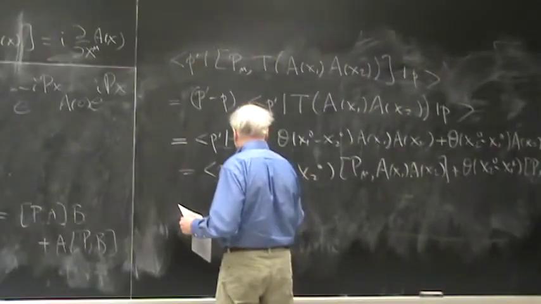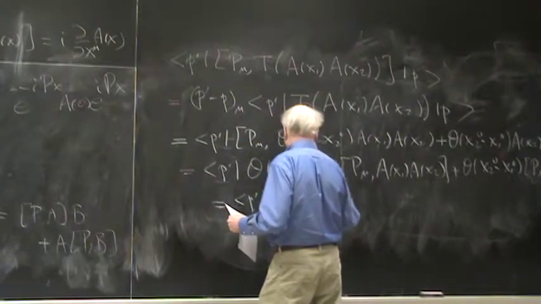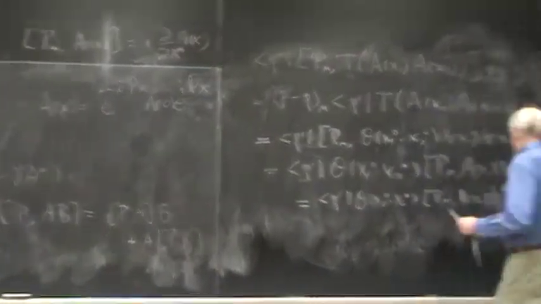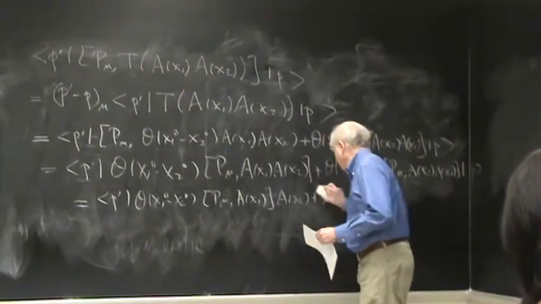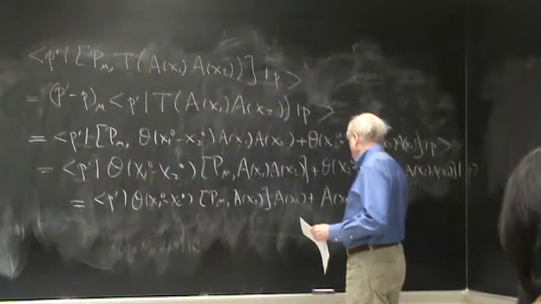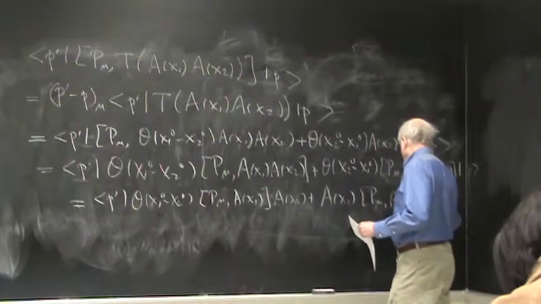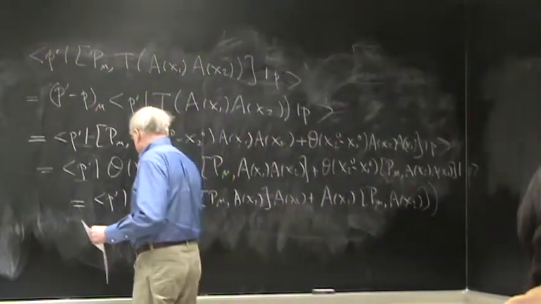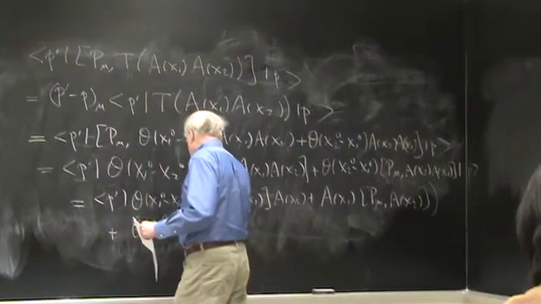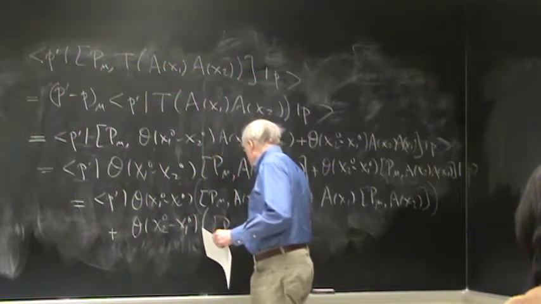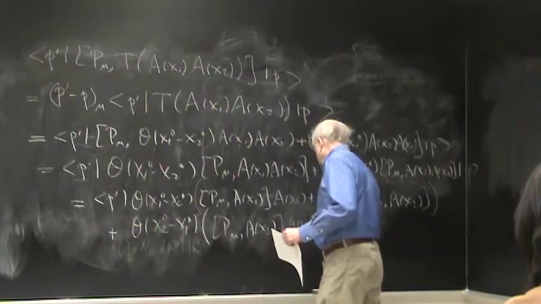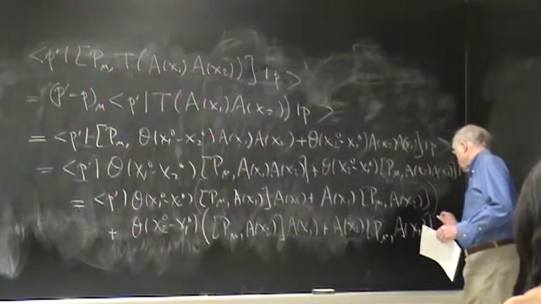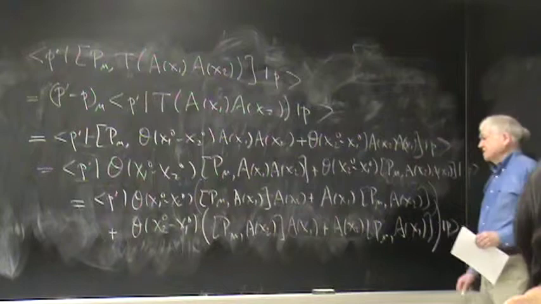And so this is P prime theta x10 minus x20, big parentheses, P mu A of x1, A of x2 plus A of x1, P mu A of x2, and then another term which is just the same with x2 replaced by x1. Okay, so that's what it is.